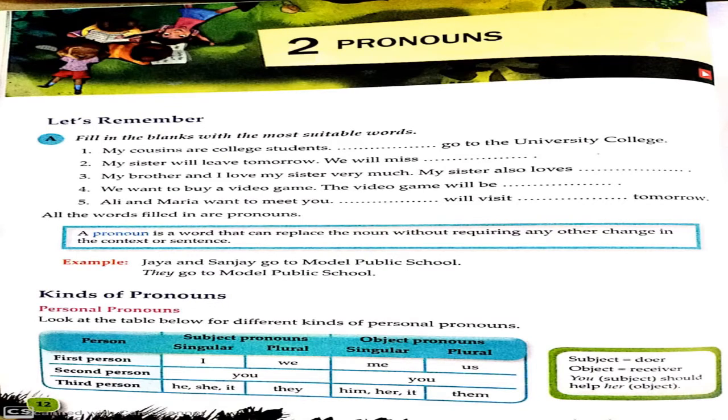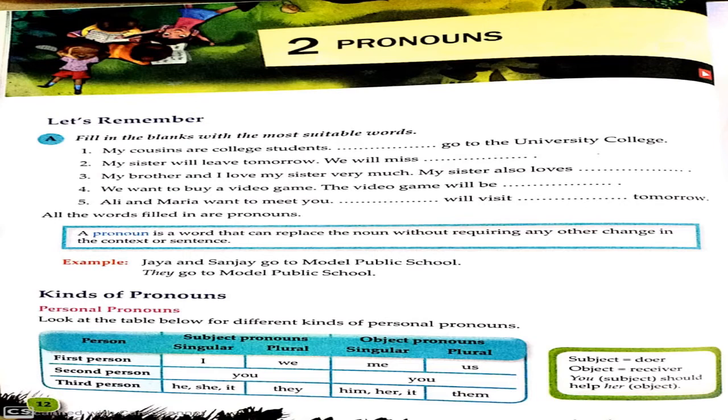Now if you see in your textbook, page number 12, you can see fill in the blanks with the most suitable words. So you will have to fill in the blanks using a suitable pronoun. Let's see one by one. My cousins are college students. Blank go to the university college. So we will have to use a suitable pronoun here.